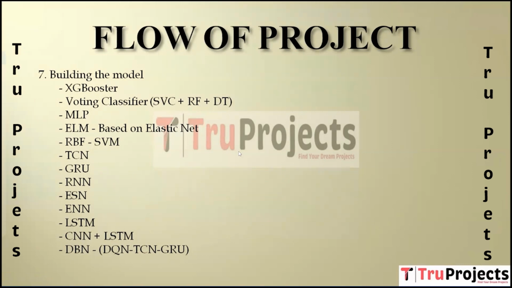ENN, which stands for extreme learning machine with neurons, developing a model based on the extreme learning machine with the neuron. LSTM, which stands for long short-term memory, it constructs a model using the long short-term memory networks. CNN plus LSTM, integrating convolution neural networks with the long short-term memory. And DBN, deep belief network, DQN and TCN GRU, constructing a deep belief network using a combination of deep Q networks, temporal convolutional networks and gated recurrent units.